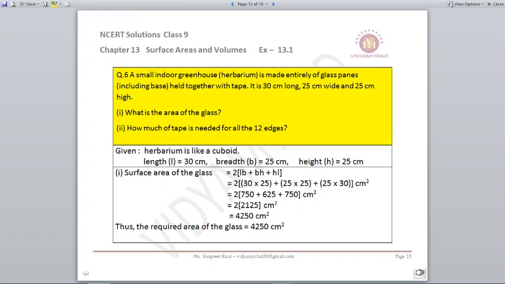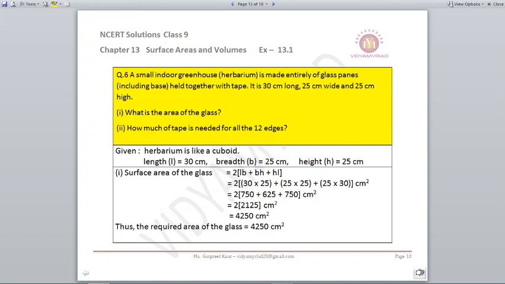Now first of all, I have always told you that if nothing is mentioned, you have to calculate CSA or TSA. You will calculate TSA. On the other hand, if you understand the question, they are talking about a herbarium. If you know about a greenhouse effect, you have covered all the four sides as well as the top. There is no bottom. They are making it with the help of glass and they are telling you that the base is also there. So that means all the six sides they are talking about.